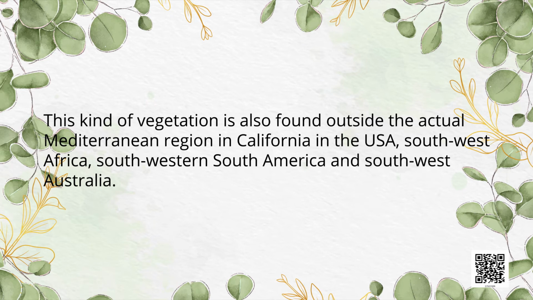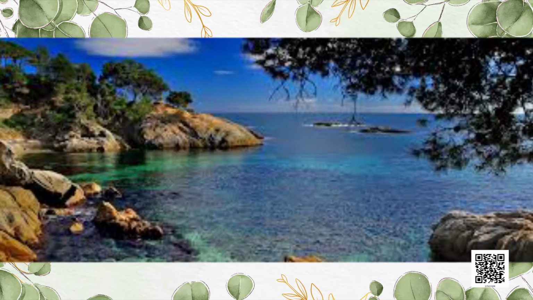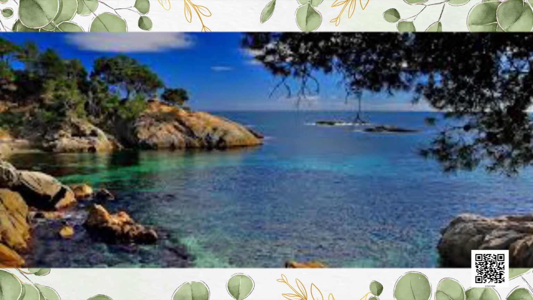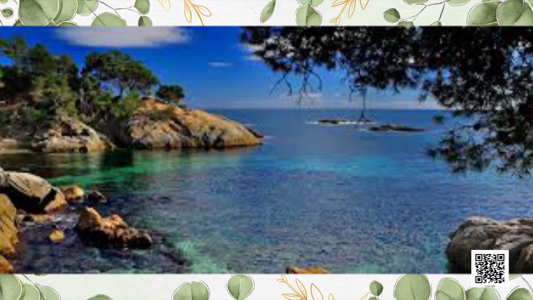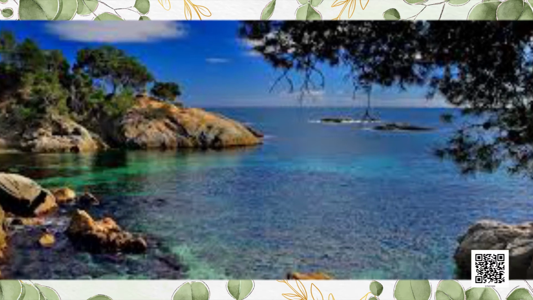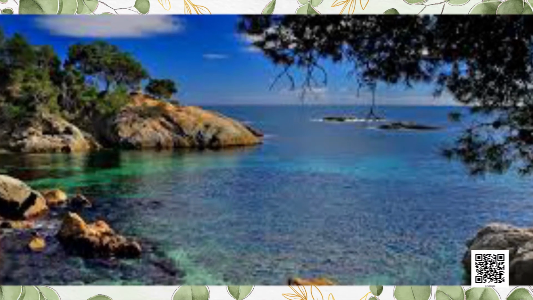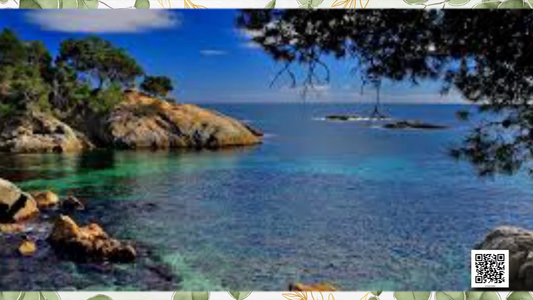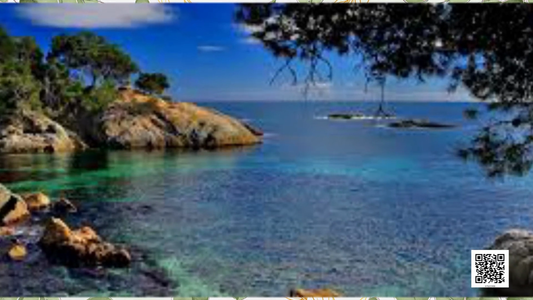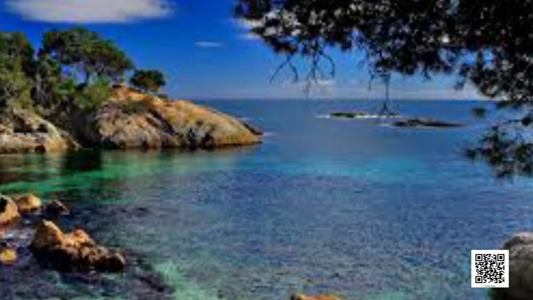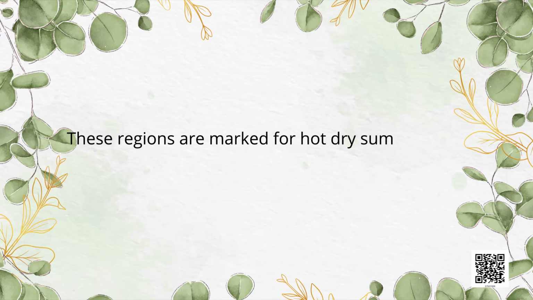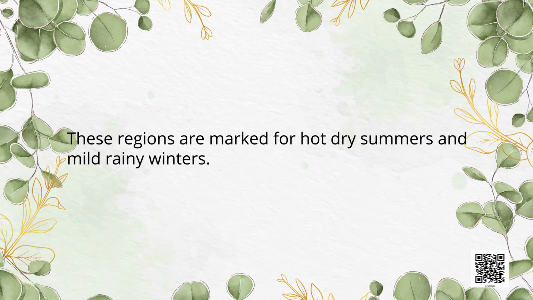Do you know, children? Mediterranean trees adapt themselves to dry summer with the help of their thick barks and wax-coated leaves, which help them reduce transpiration. Mediterranean regions are also known as orchards of the world for their fruit cultivation. These regions are marked for hot dry summers and mild rainy winters.